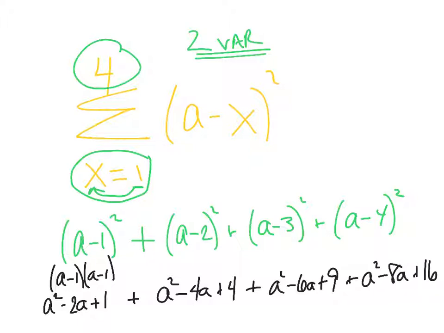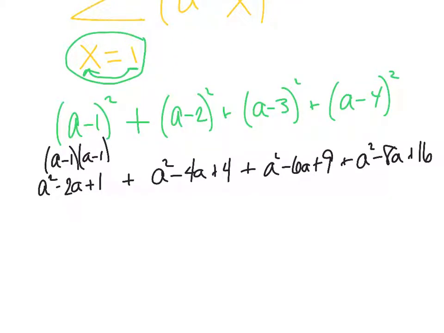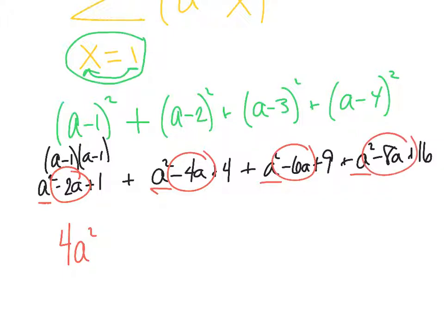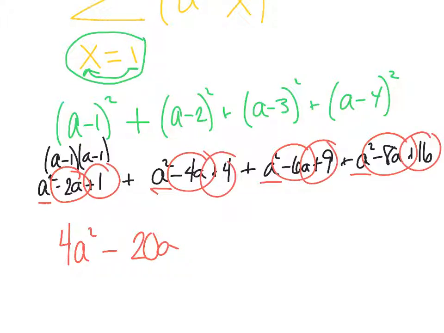Now I still need to add those terms together. So I'm just going to take all my a squareds. So a squared, a squared, a squared, a squared. That makes 4a squareds. Negative 2a, negative 4a, negative 6a, negative 8a make negative 20a. And then 1, 4, 9, and 16 make a positive 30. And now I have my final answer. I just found their sum.